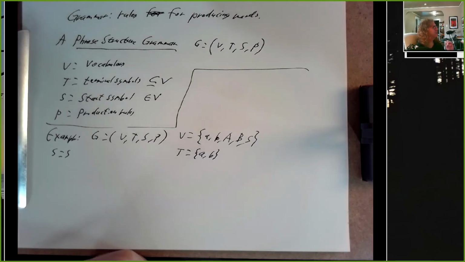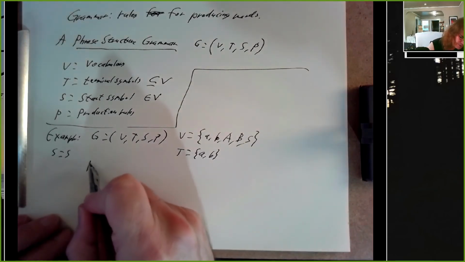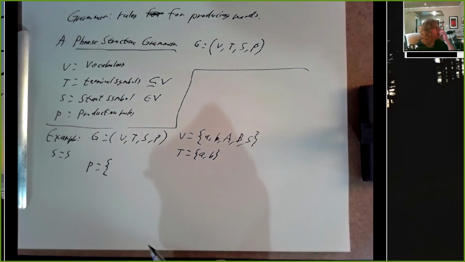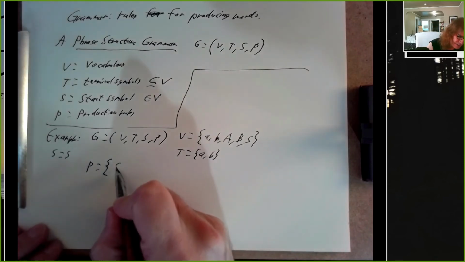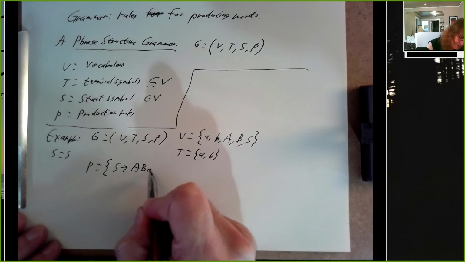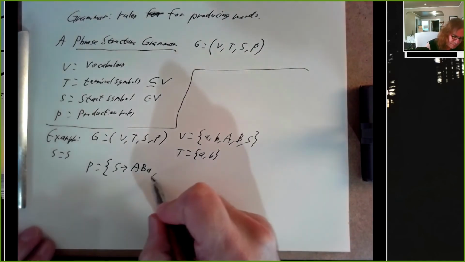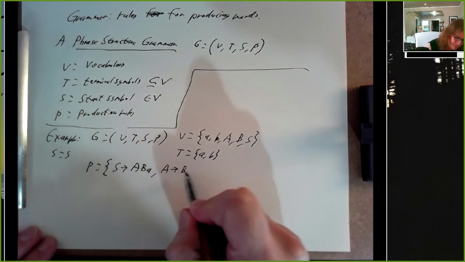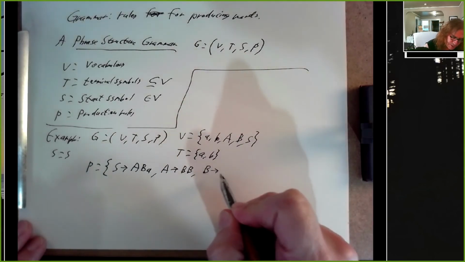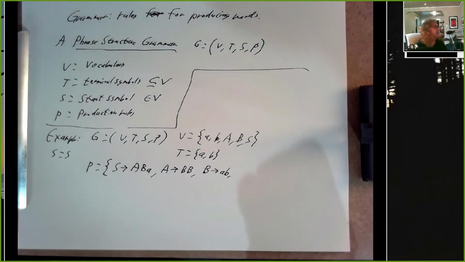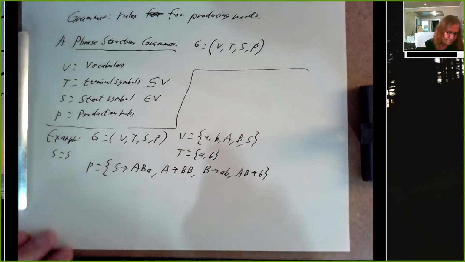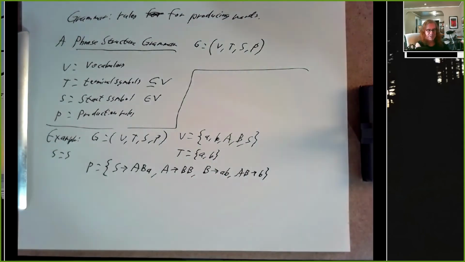And then we have a set of production rules. Okay, so our production rules are a set, and they have the following form. For example, S goes to A, B, A. Big A goes to uppercase B, uppercase B. Uppercase B goes to little a, little b. And uppercase A, uppercase B goes to B. All right, those four things describe a language.